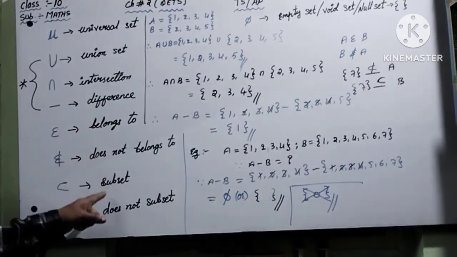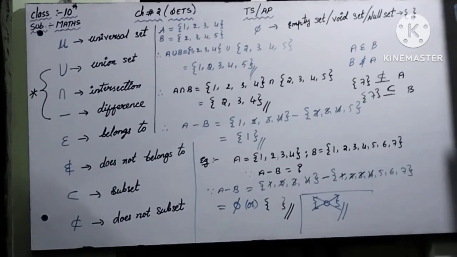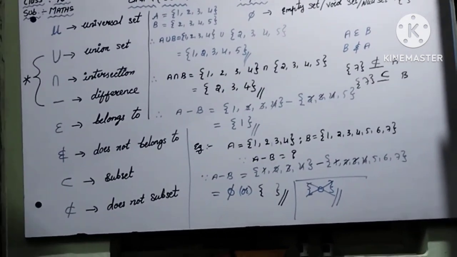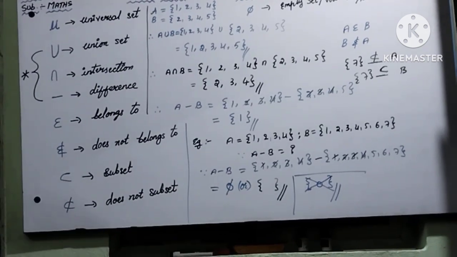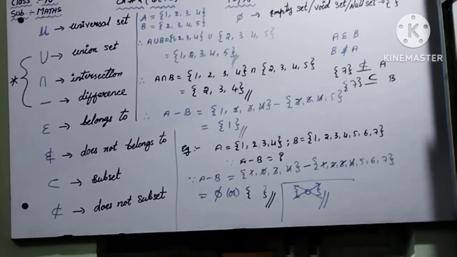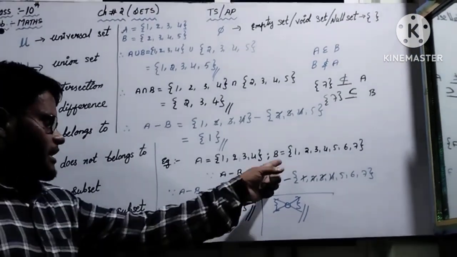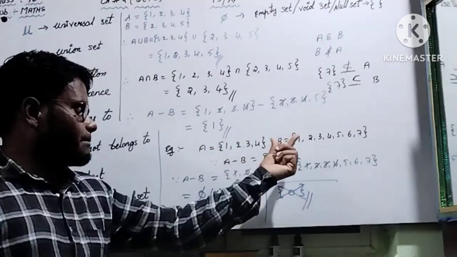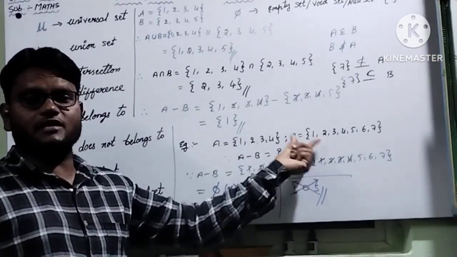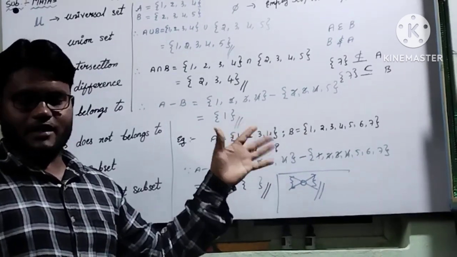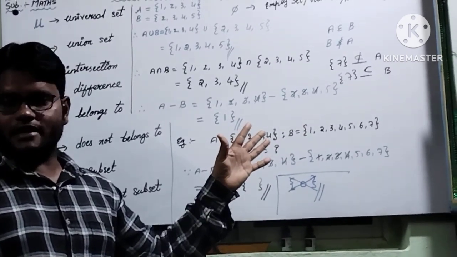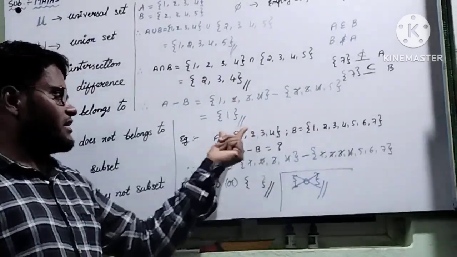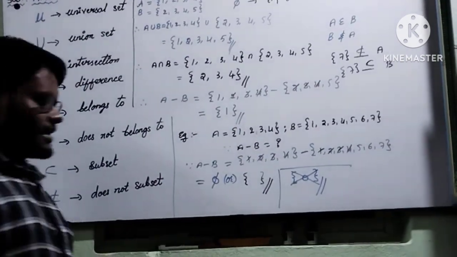Any more doubts in these four? One more is also there: superset. See, B contains almost all these elements and A contains 1, 2, 3, 4. So B is the superset of A, but A is not the superset of B, because these elements are all in A. Like example C.